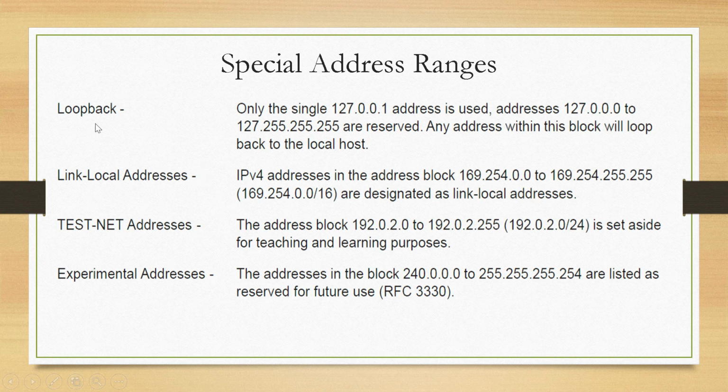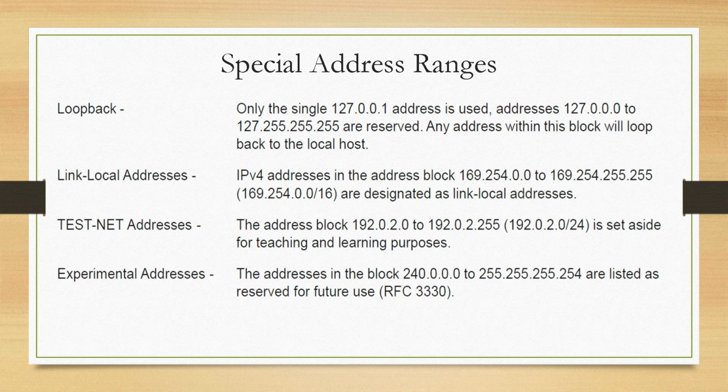We have a loopback address. Only the single 127.0.0.1 address is used. Addresses 127.0.0.0 up to 127.255.255.255 are reserved. Any address within this block will loop back to the local host. Another, we have the link local addresses. Here, IPv4 addresses in the address block 169.254.0.0 up to 169.254.255.255 are designated as link local addresses.